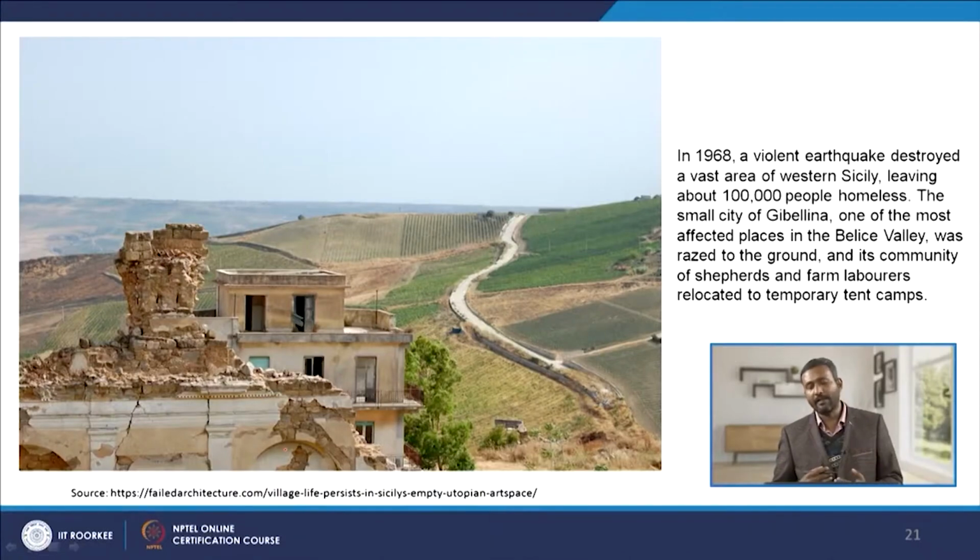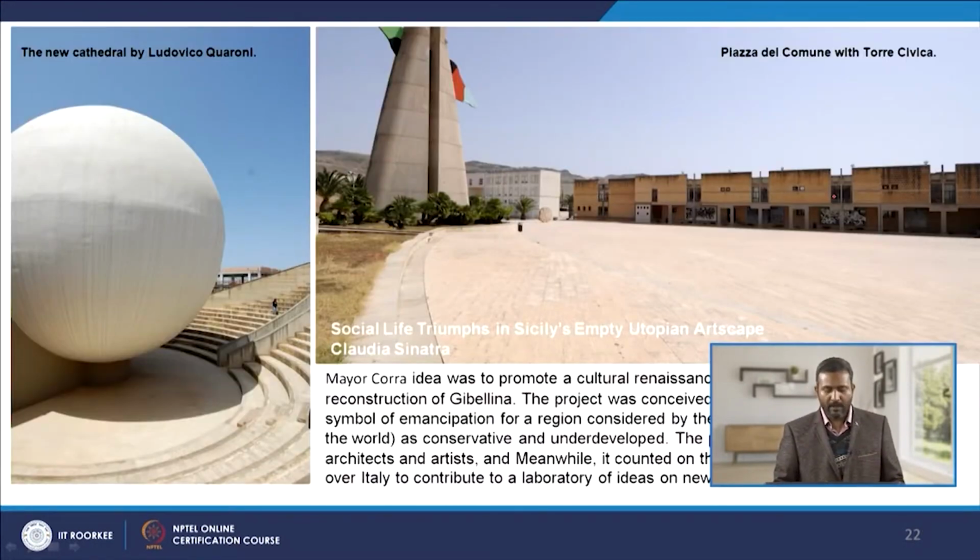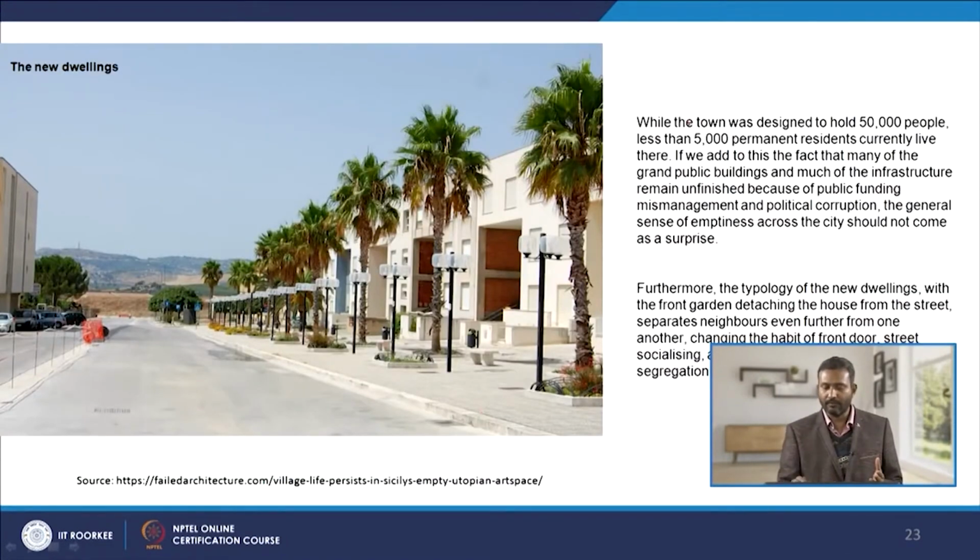Another example I would like to share is the Gibellina case in Sicily, when in 1968 a violent earthquake destroyed the town and almost 1 lakh people became homeless. This is where the mayor, Corrao, talked about looking at a cultural renaissance through the urban reconstruction of Gibellina. Earlier it had only 5,000 inhabitants, but now they projected it for 50,000 people.